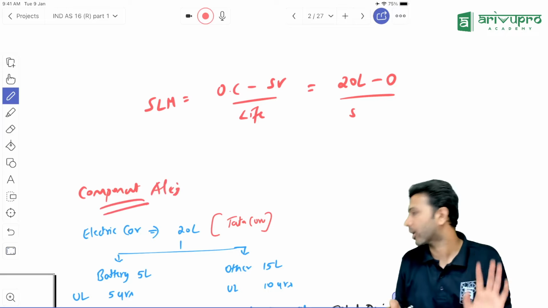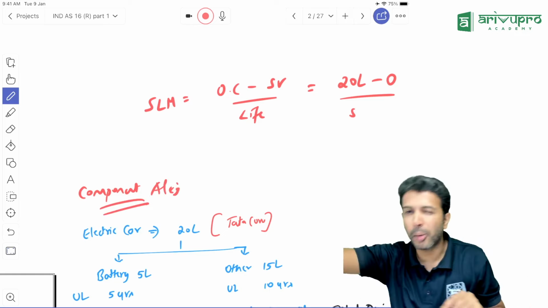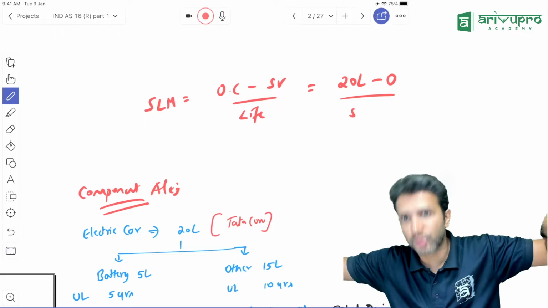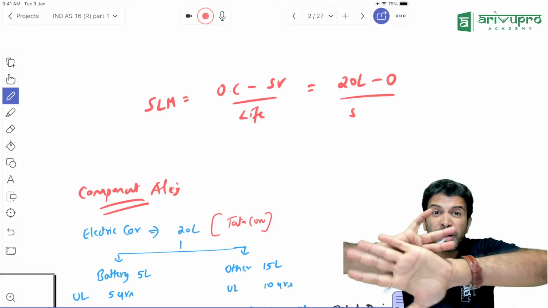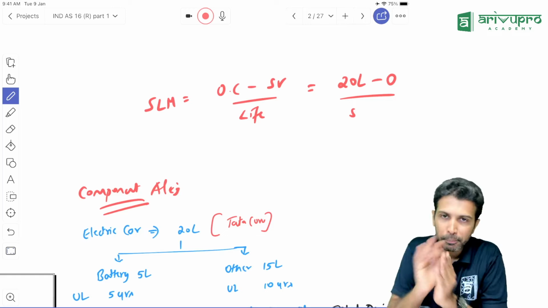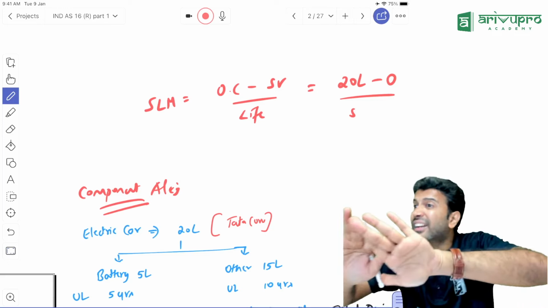What is component accounting? Components here refers to parts. If different parts have different useful lives, then you need to calculate depreciation separately. You can't calculate depreciation together, you need to calculate it separately.